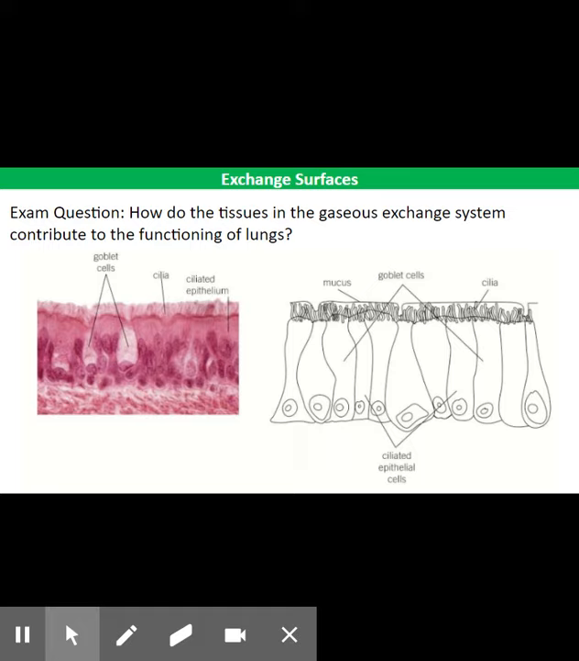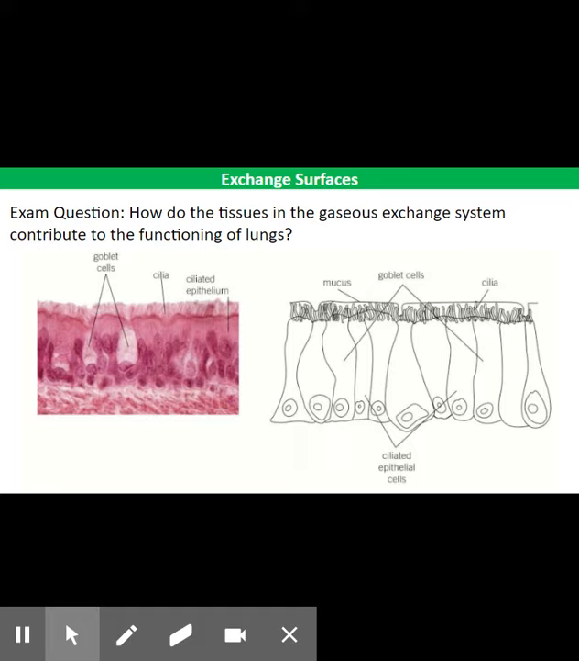A fourth tissue type you need to be aware of is the smooth muscle. Smooth muscle in the walls of the trachea, bronchi, and bronchioles allows their diameter to be controlled. During exercise, the smooth muscles relax, making the tubes wider. This means there's less resistance to airflow and air can move in and out of the lungs more easily.